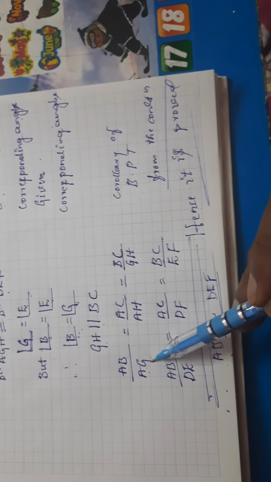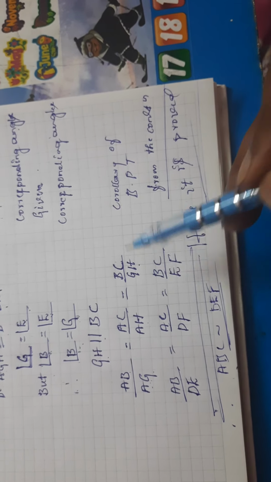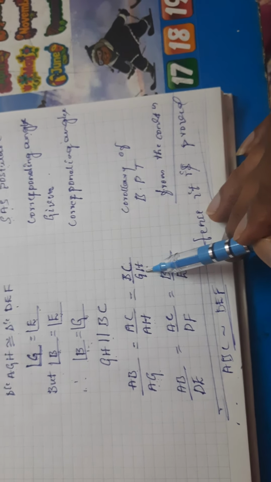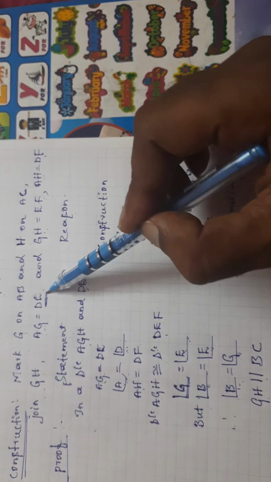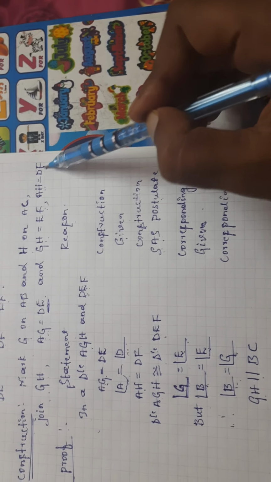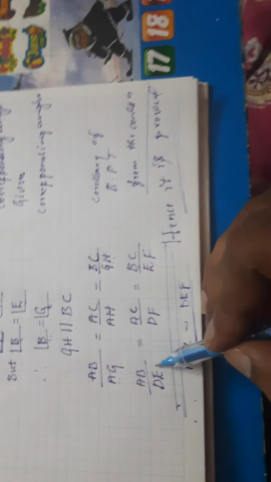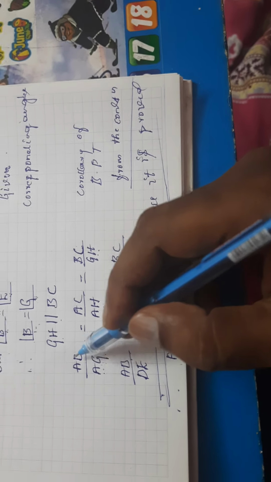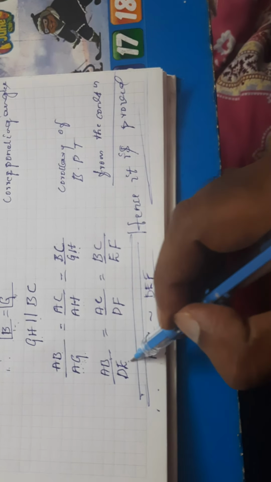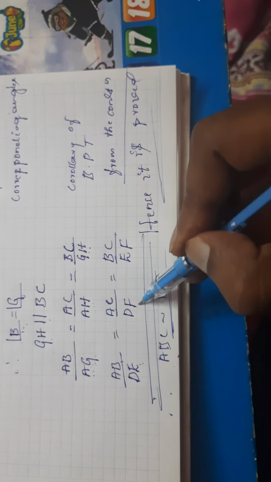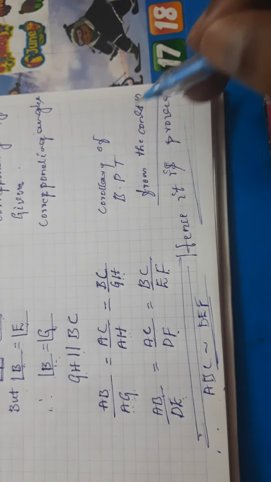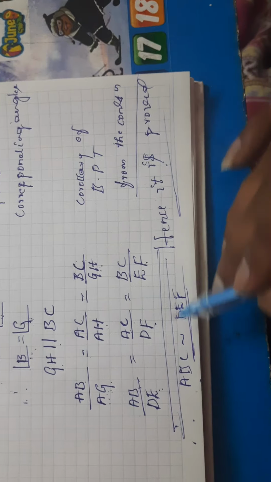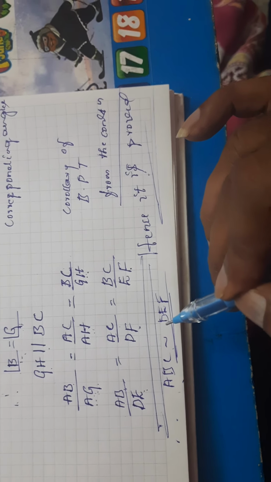Okay, AB divided by AG, AC divided by AH, BC divided by GH. But from the construction, AG is equal to DE, GH is equal to EF and AH is equal to DF. We just have to put them in: AB divided by AG is AB divided by DE, AC divided by AH is AC divided by DF, and BC divided by GH is BC divided by EF, from the construction. Hence it is proved that triangle ABC is similar to triangle DEF. Thank you.